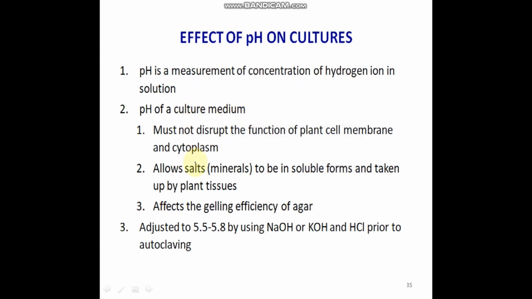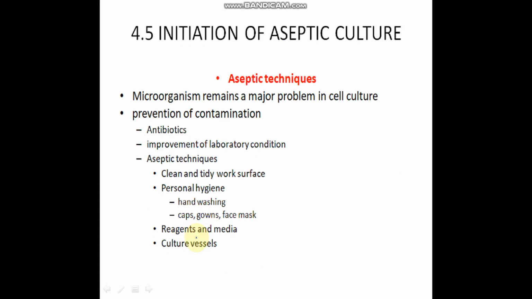The pH basically helps the health of the media. It should not disrupt the function of the cell membrane, so it should not be too acidic or too basic. Most of the time, it's 5.5 to 5.8.